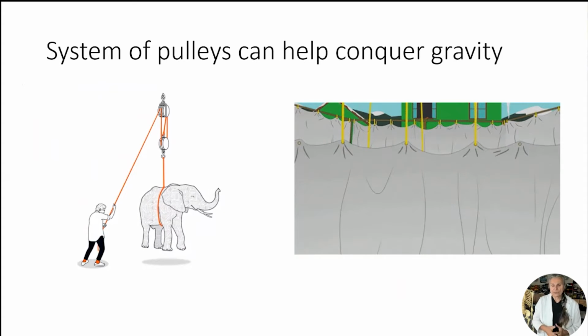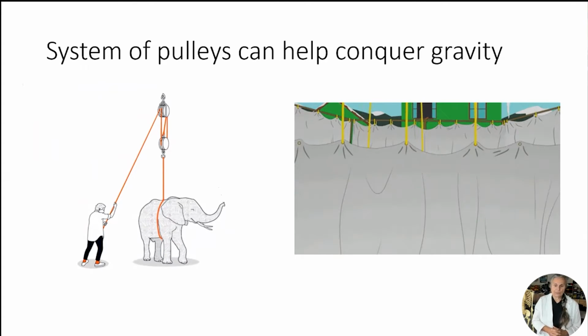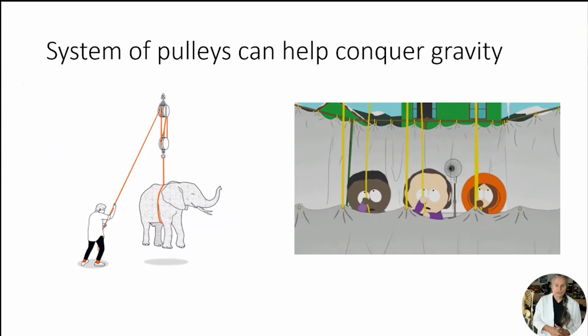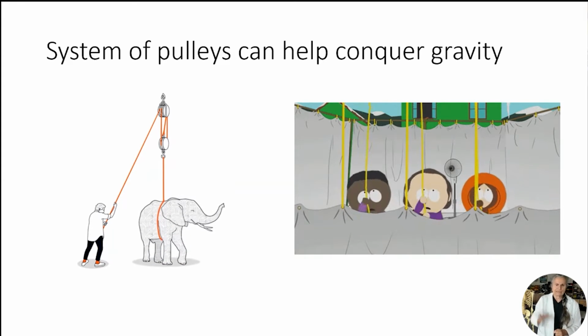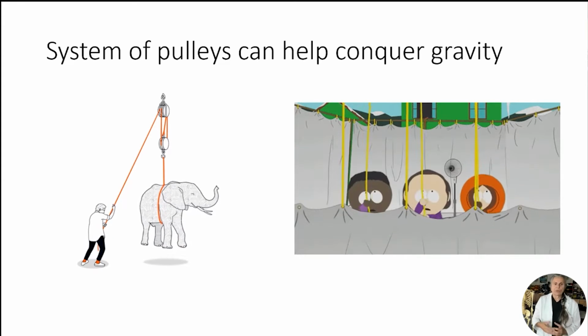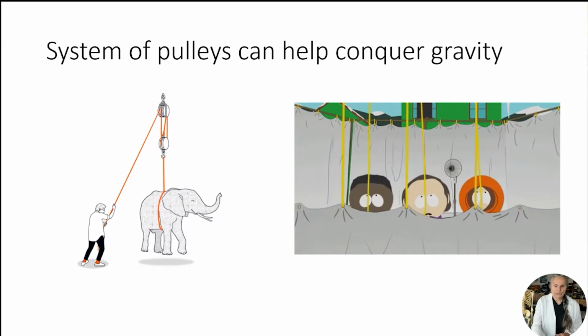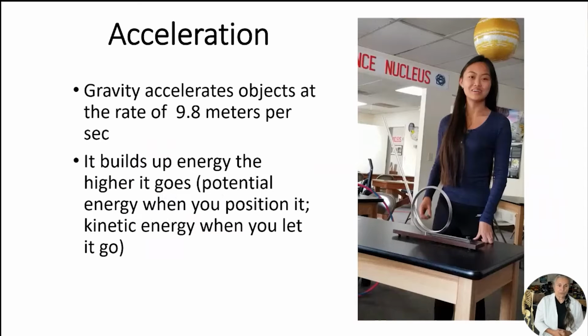Now, if you look at the other one, though, the three little boys there, they're pulling it up, but they're not sure how to keep it up there. So no matter how much you go down, it will fall down. So we have to understand how to conquer gravity in order to engineer our world.